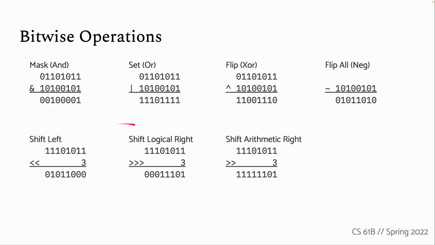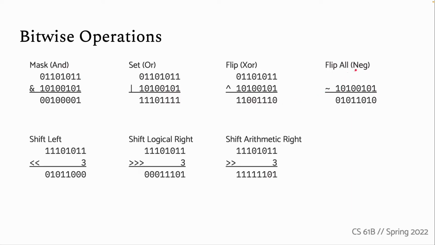Next, we have an OR or set operator, and in this situation, if either of the bits at that position in each of the 2 bit numbers is 1, then the result will be 1. So 1 and 1 is 1, 1 and 0 is 1, 0 and 1 is 1, but 0 and 0 is 0. Next, we have a flip or an XOR. In this situation, if exactly one of the bits is a 1, then it's a 1. Otherwise, it's a 0. So 1 and 1 is 0 here, but 1 and 0 is 1, and 0 and 1 is 1. 0 and 0 is 0, as always.